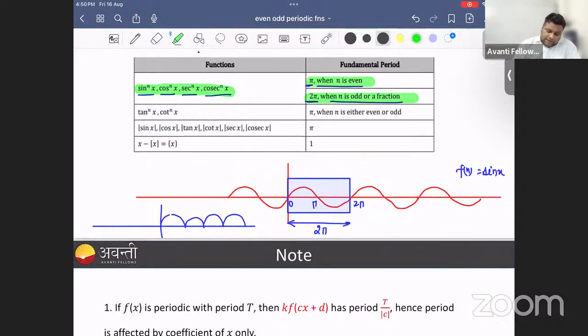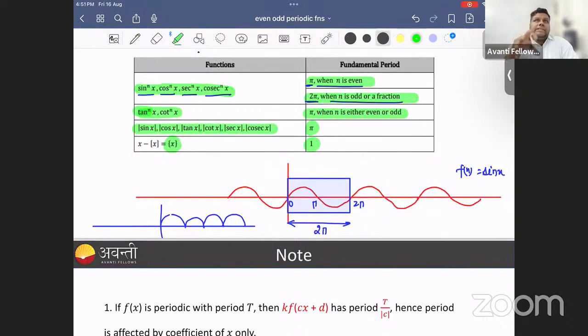And in case of tan x and cot x, if I do tan square, tan cube, or cot square, cot cube, whatever I do, period is going to be pi only. It will remain pi. Now, mod sin x, mod cos x, mod tan x, mod cot x, mod sec x, mod cosec x, for mod of any of these functions, period is going to be pi. Now, fractional part of x, period is going to be 1, which I already told you. Remember one thing, a few students feel that greatest integer x is also periodic, which it is not.